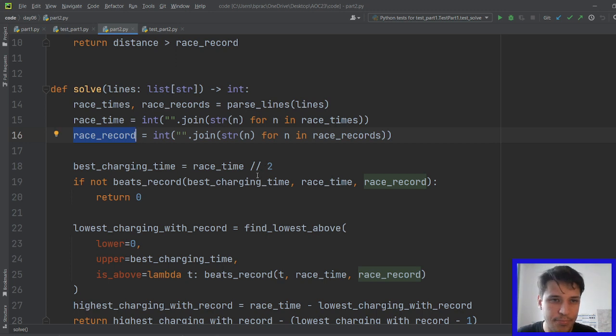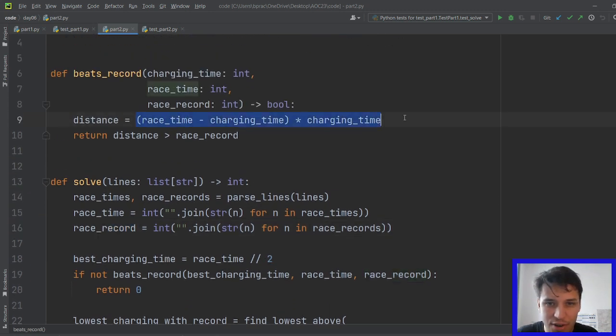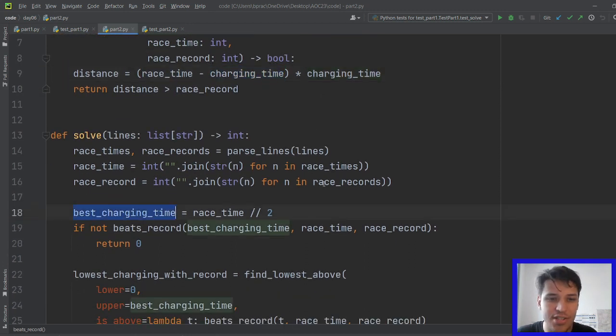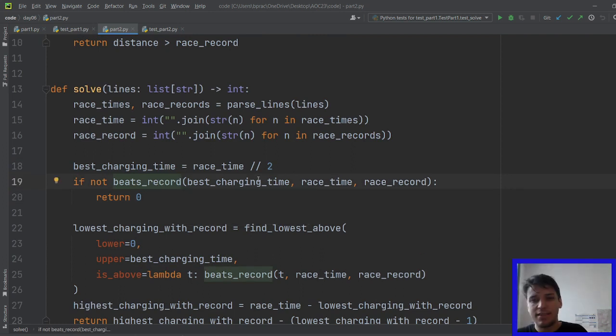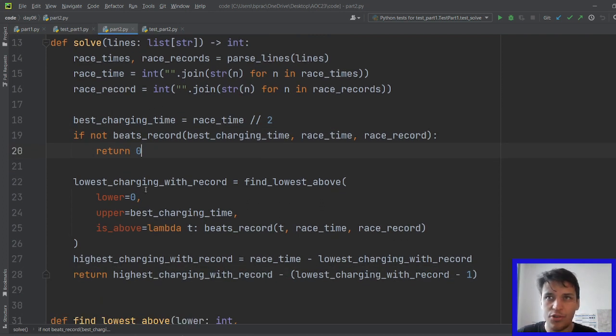And then because this is a quadratic equation of the form race time minus charging time, times charging time, it turns out that the best charging time will be the race time divided by 2. At first, we can check whether this best charging time actually beats the record. If it's not the case, then we're never able to beat the record, so we return 0 possibilities. Otherwise, we want to do some binary search to find the lowest charging time that will give us a record.